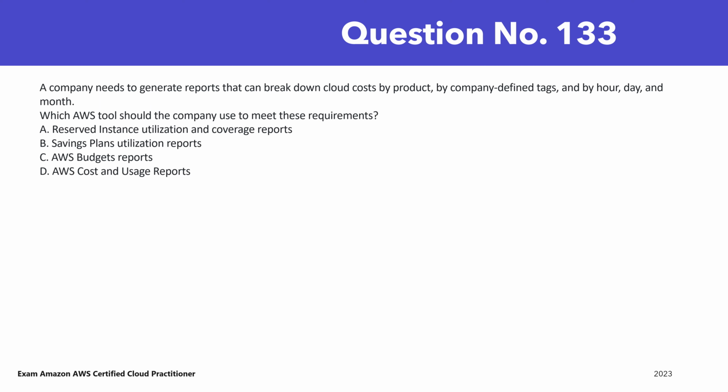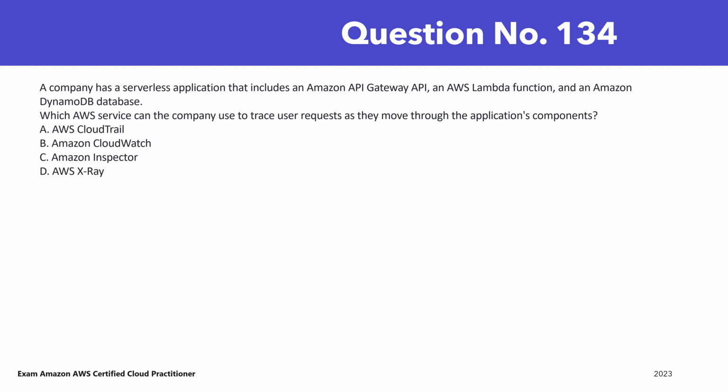A company needs to generate reports that can break down cloud costs by product, by company-defined tags, and by hour, day, and month. Which AWS tool should the company use to meet these requirements? A. Reserved Instance utilization and coverage reports. B. Savings Plans utilization reports. C. AWS Budgets reports. D. AWS Cost and Usage Reports. Correct answer, D.